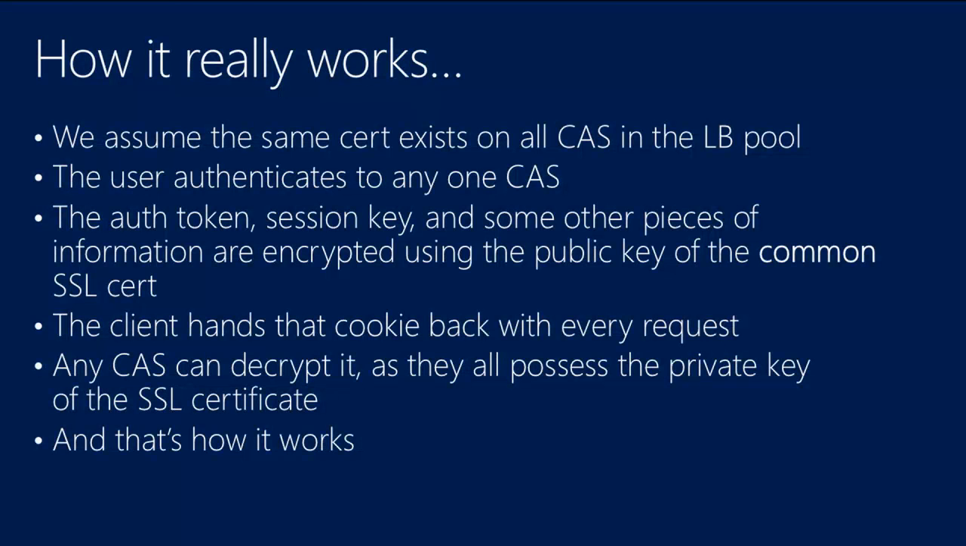So if I authenticate to any one of these CASs, he will then hand me back a token, the cookie, and he will encrypt the cookie with the public key of his certificate. I will use the public key of the certificate that he owns, and he owns, and he owns. So when I hand back my authentication token encrypted with his public key, he can decrypt it because he has the private key. When I hand the same token back to another CAS, he can decrypt it because he's got the same private key, and so on and so forth.